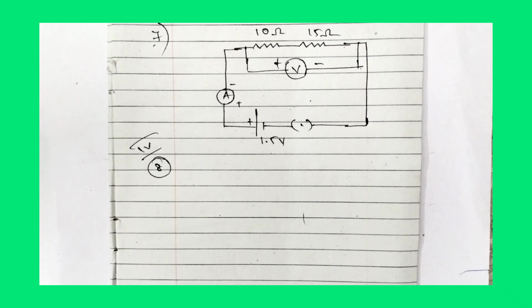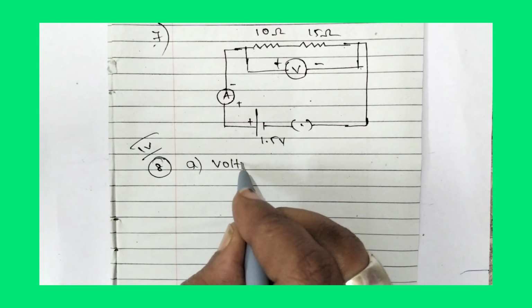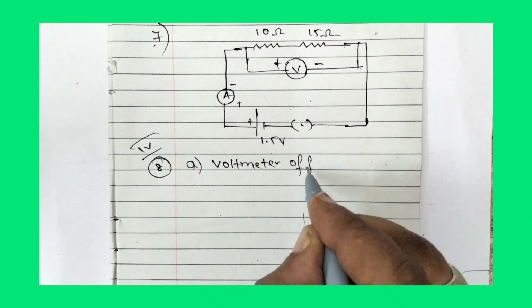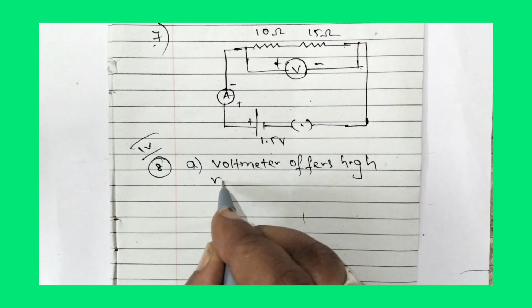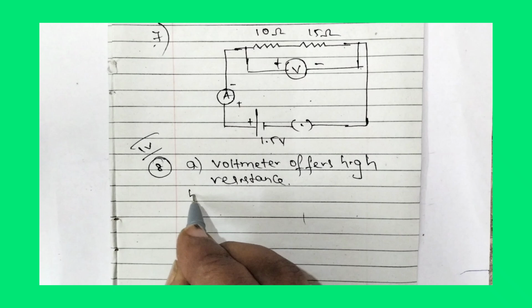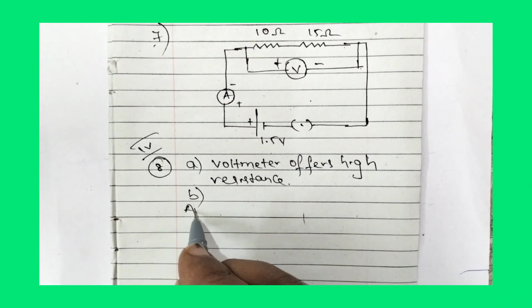So what is the resistance of a voltmeter? A voltmeter offers high resistance. So the voltmeter will offer high resistance. Then B, differentiate between voltmeter and ammeter.